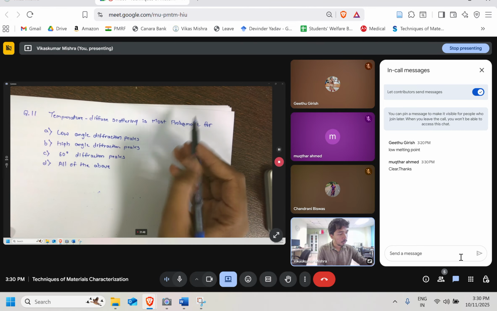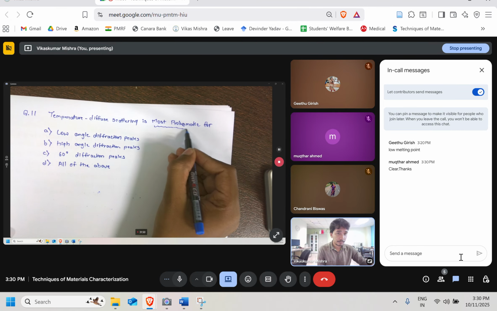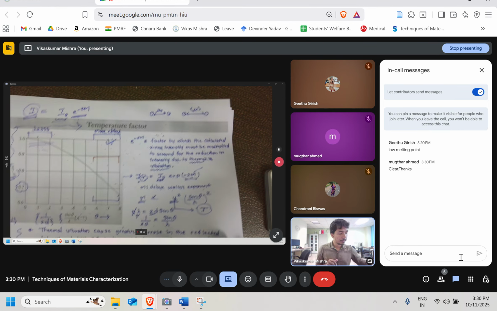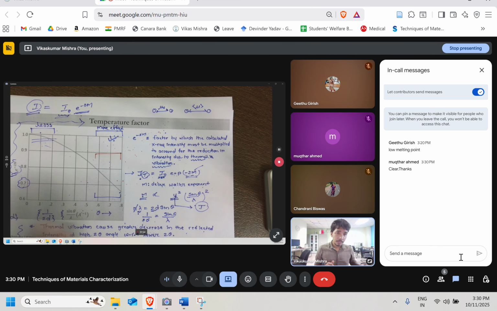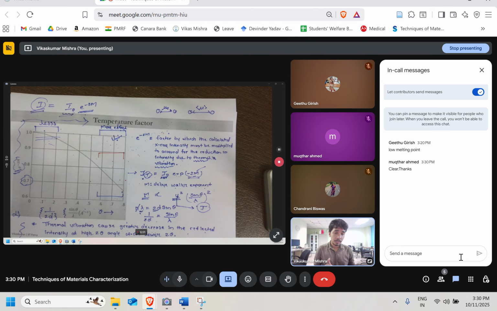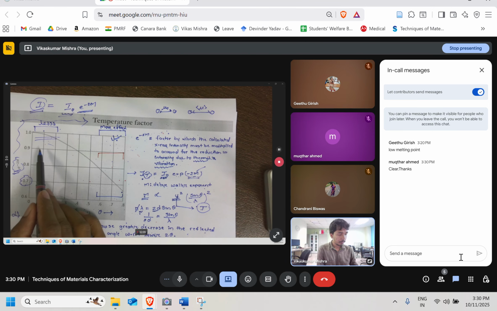So what do you think? Which is the most problematic? We can see over here at what angle the effect is quite significant. Depending upon that, we can answer the question: the temperature diffuse scattering will be more problematic in what cases, whether it's a low angle, high angle, or some specific angle.